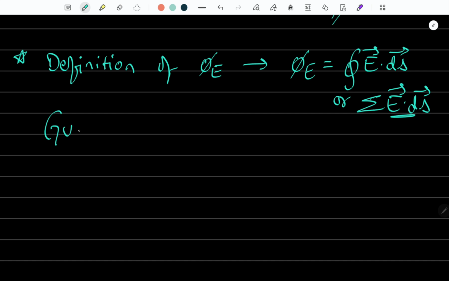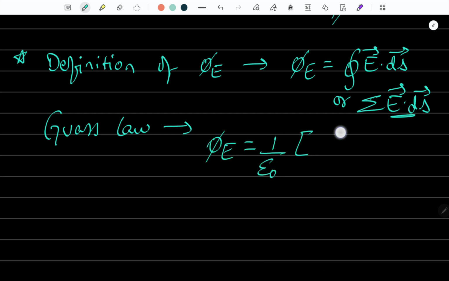The second one is, what does Gauss law say? Gauss law states that the total electric flux over a closed surface is equal to 1 by epsilon naught times the net charge enclosed by the surface. So these two formulas are important to understand the application of Gauss law. If you know these two formulas, easily you can do the derivation.